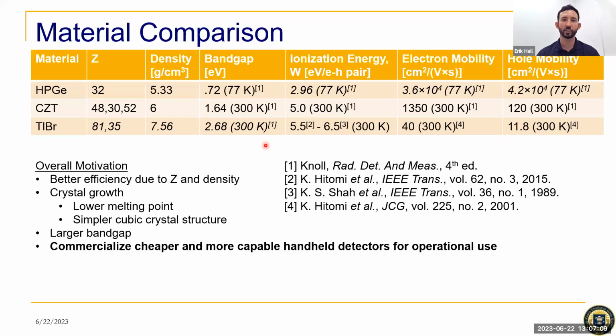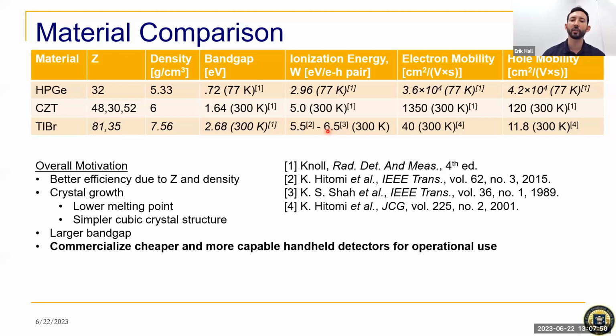So the next characteristic is ionization energy. This is the energy required, when a gamma ray interacts with the material, to create an electron hole pair. The advantage here is still high purity germanium. It only takes about 3 eV to create an electron hole pair, whereas with these other materials it takes 5 to 6.5 eV. But even though it's not quite as good as germanium, it's still pretty good. For a gas detector, it was like 30 eV to create an electron ion pair. So still usable for spectroscopy.